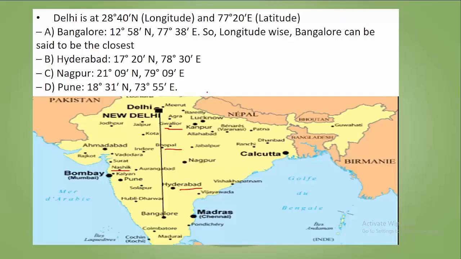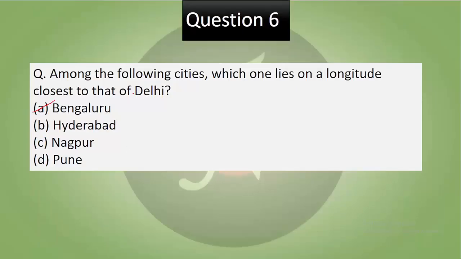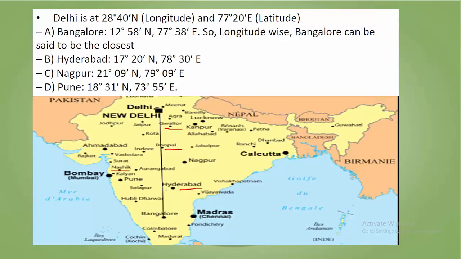Why is that so? Because here in the map you can see the longitudes or coordinates of different cities. There are Mumbai, Madras, this is Calcutta, this is Delhi and this is Bangalore. Here between Delhi and Bangalore you can see that this is the shortest longitude. So therefore your answer was Bangalore. It is on the closest longitude to Delhi.